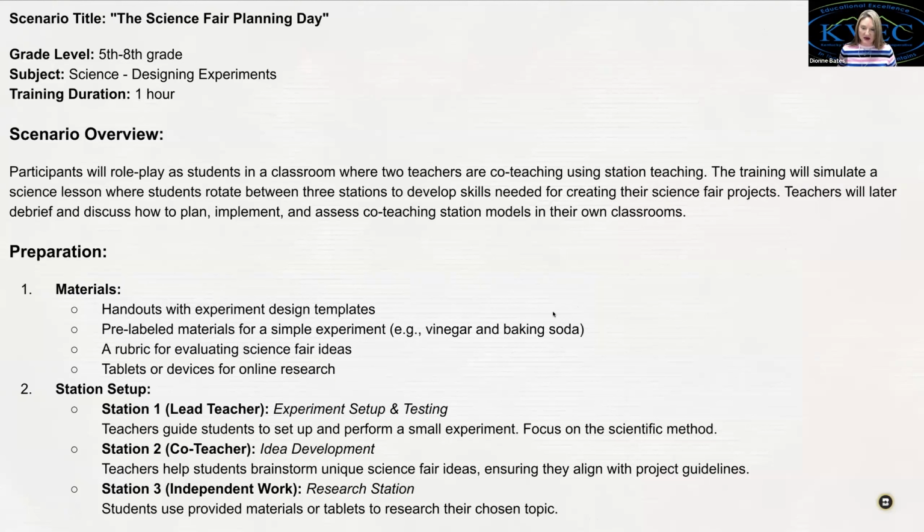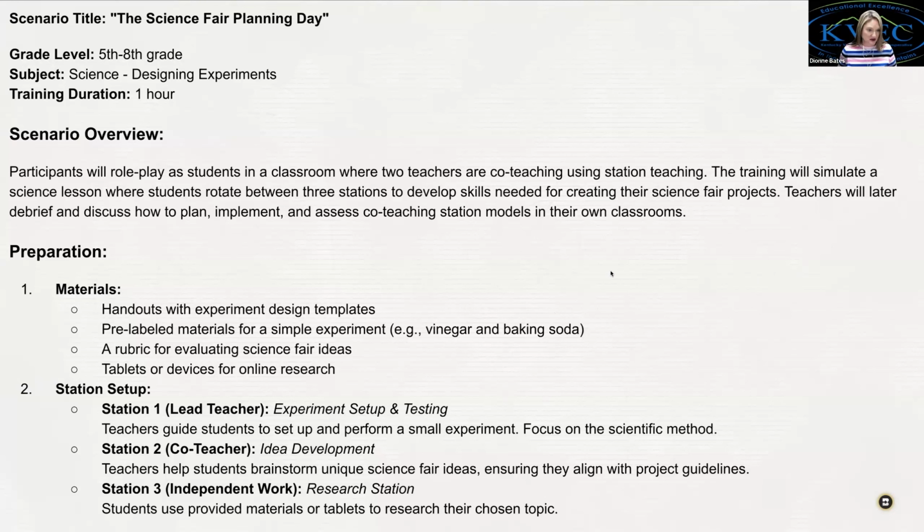Okay, so let's say we have this scenario. We're going to set up a science lesson, and if we were practicing this in person or in a PLC, we would have two teachers come together and talk about how we would create the science lesson with students rotating through creating science fair projects.